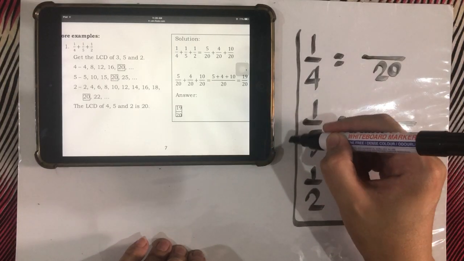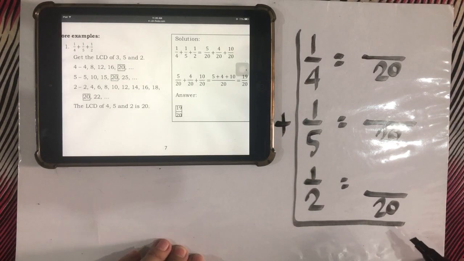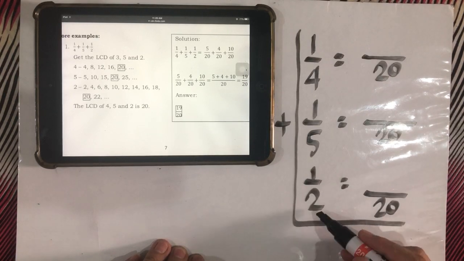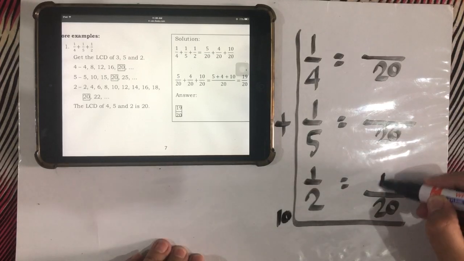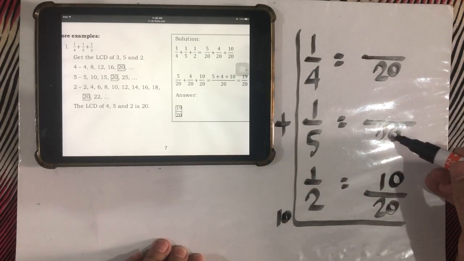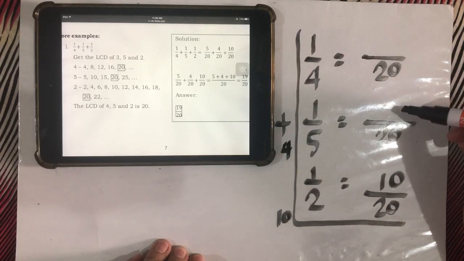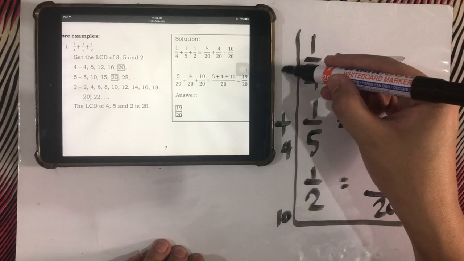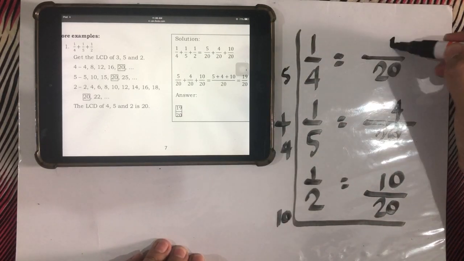Now, ganito yung ginagawa ko. Remember, this is addition, ha? Same process. Divide and multiply. So, 20 divided by 2, that will give you 10. 10 times 1, you have there 10. 20 divided by 5, you have 4. 4 times 1, you have 4. 20 divided by 4, you have 5. 5 times 1, you have 5.